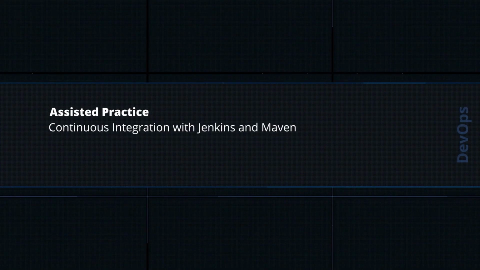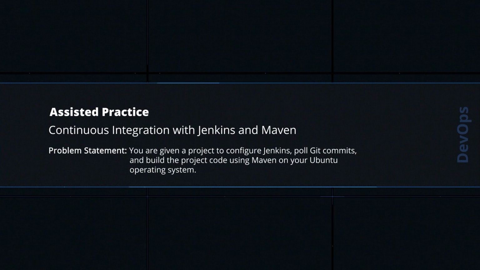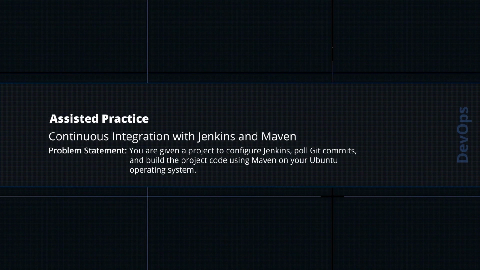Assisted practice, continuous integration with Jenkins and Maven. You are given a project to configure in Jenkins. You need to make Jenkins poll Git commits and build the project code using Maven on the Ubuntu operating system on your practice lab VM.